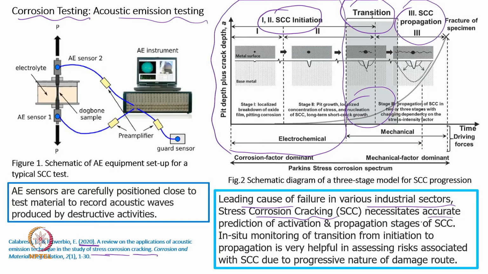It has a very high importance when we want round the clock testing, with all the responses coming in, and we get an alarm whenever a fault goes beyond controllable limits, or well in advance knowledge of the status of the fault. It has been mentioned that stress corrosion cracking is a leading cause of failure in various industrial sectors, and it necessitates accurate prediction of activation and propagation.